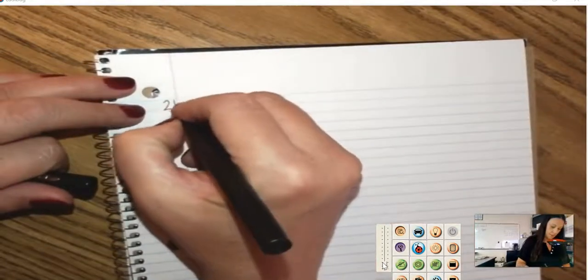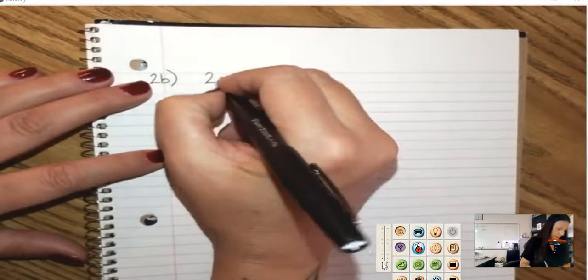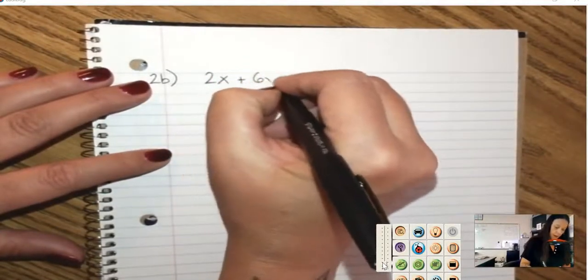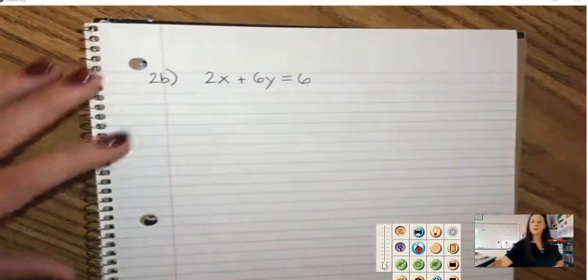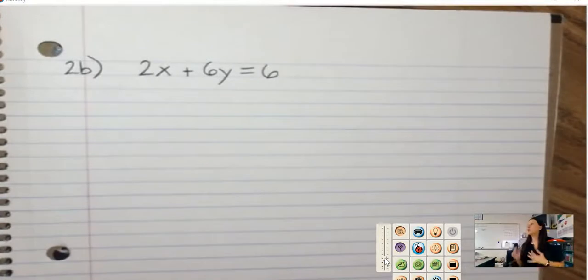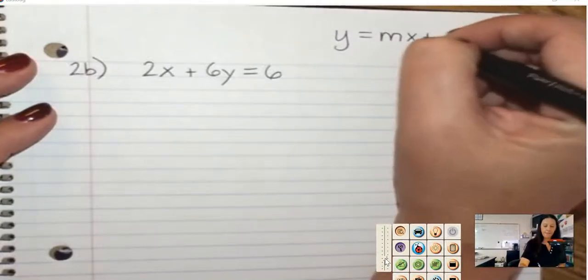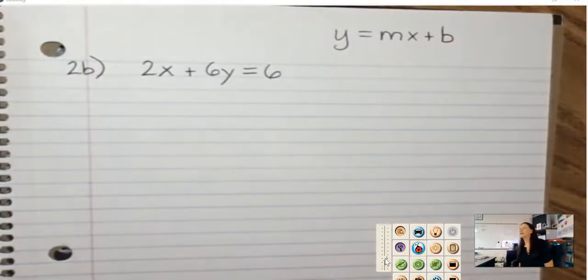Okay, 2b. The equation is 2x plus 6y equals 6. Again, the directions were to put this into slope-intercept form and graph it. Slope-intercept form is y equals mx plus b. Right now, this is not in slope-intercept form. So we're going to go ahead and convert this into slope-intercept form first.